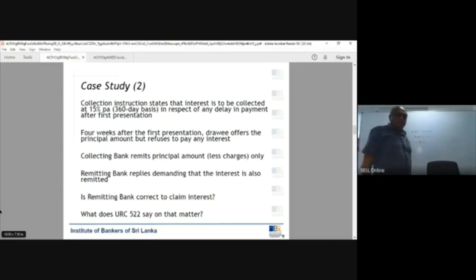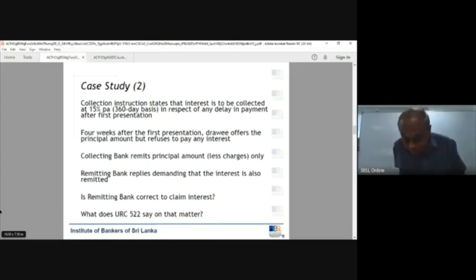Now what is the answer? Collection instruction states that interest is to be collected at 15% per annum, 360 days basis in respect of any delay in payment after first presentation.